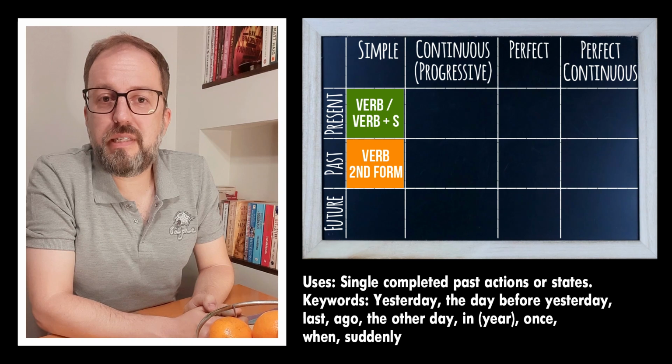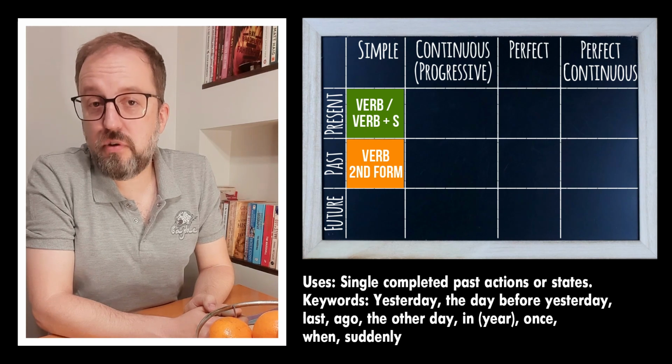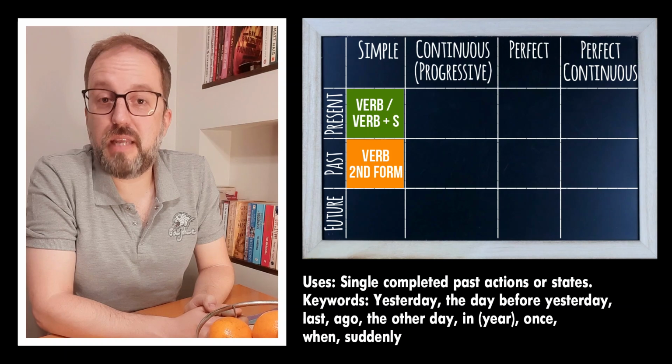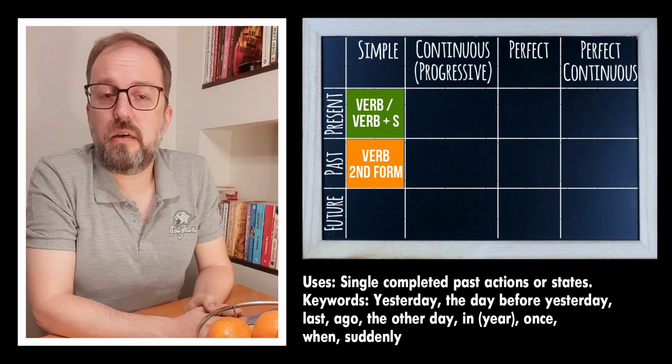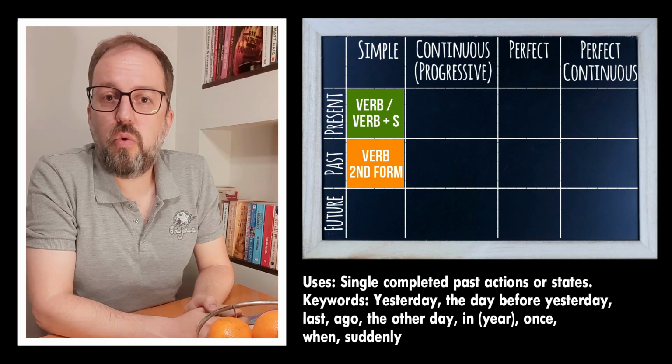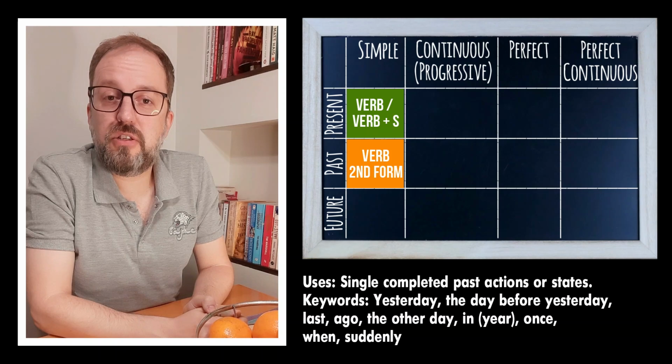Remember, when you use did or didn't, the verb is in the first form. Some typical words in this tense are yesterday, the day before yesterday, last week, last month, last year, ago, like a week ago, the other day, in 2002 for example, once, when, and suddenly.